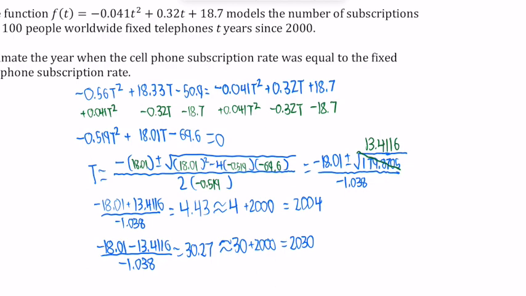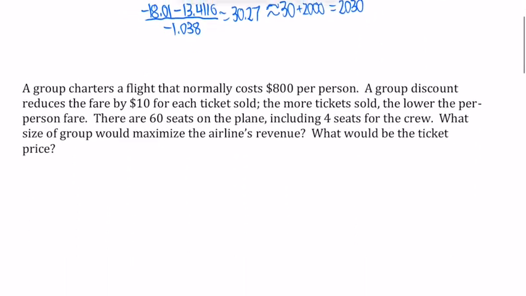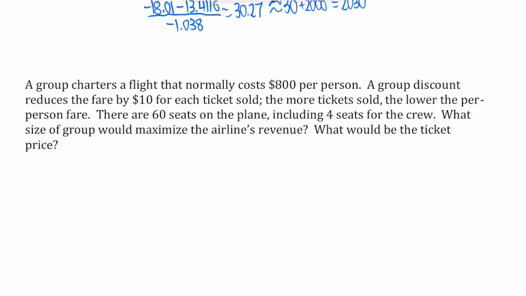Let's take a look at another example. Here it says a group charters a flight that normally costs $800 per person. A group discount reduces the fare by $10 for each ticket sold. The more tickets sold, the lower the per person fare. There are 60 seats on the plane, including 4 seats for the crew. What size of group would maximize the airline's revenue, and what would be the ticket price?